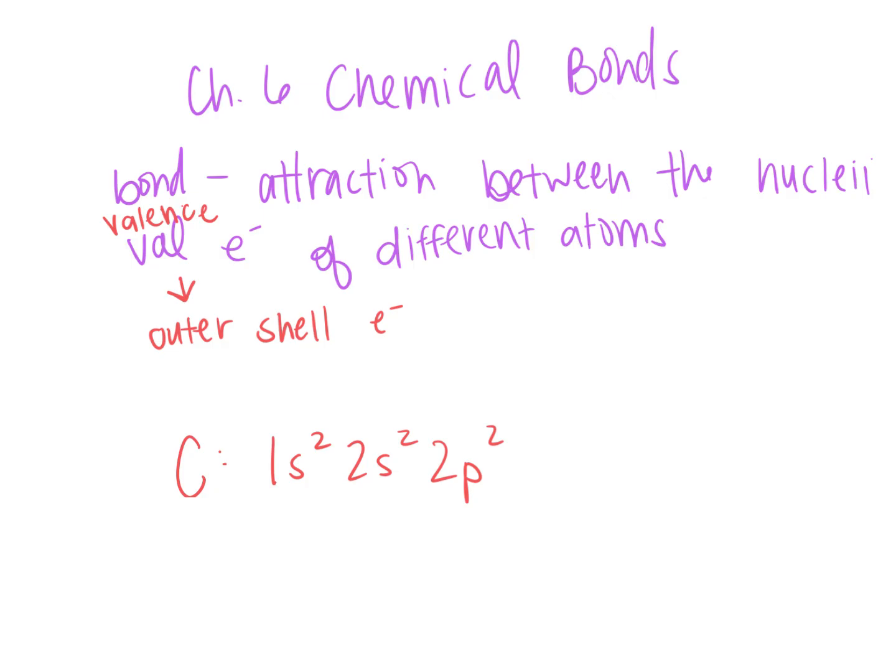Its valence electrons would be the ones in the outer shell, right? These two and these two. So carbon would have a total of 4 valence electrons. The inner shell is full, right? The 1s orbital is full with 2 electrons, and then we added another shell on top when we come down to 2s. Okay?